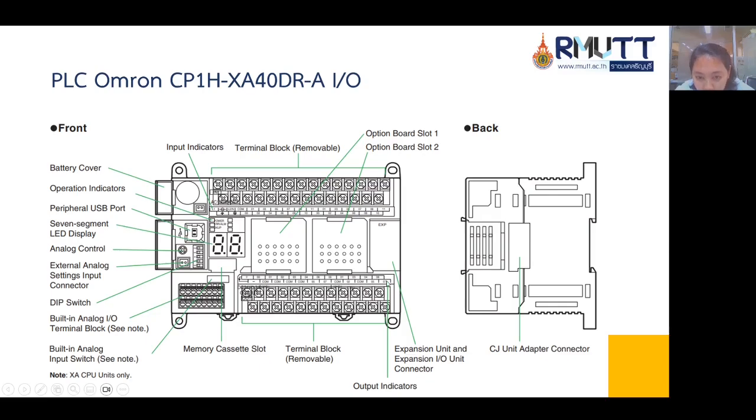And then here there are output indicators, and this one is the input indicator. Then this is the option port slot. This is for slot 1 and slot 2. And this is for the expansion unit and expansion I/O unit connector.